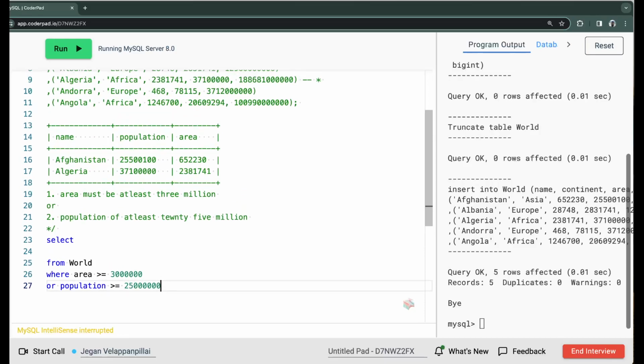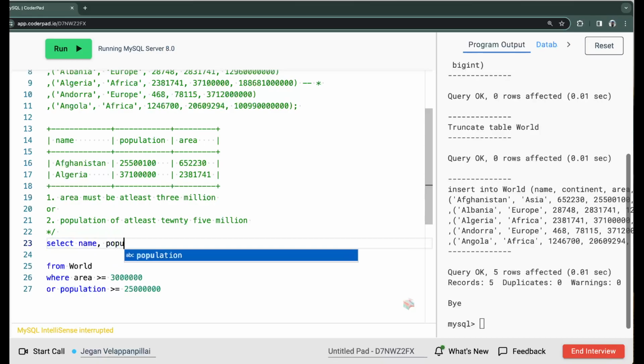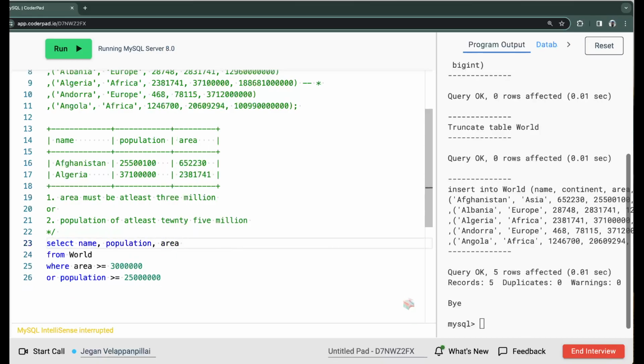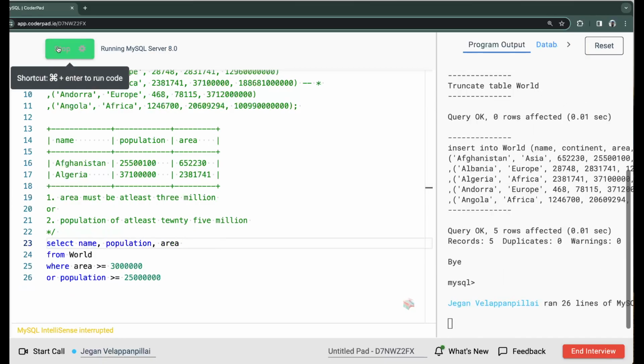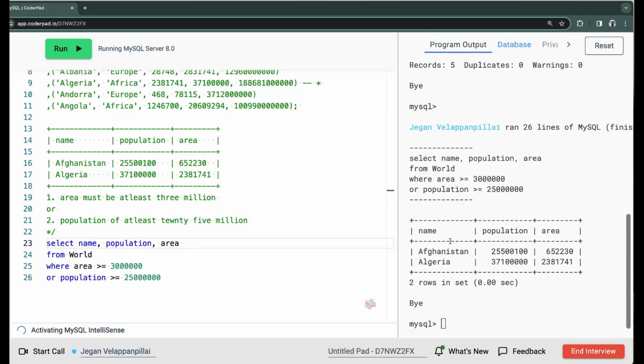So what are the columns they asked? They asked the name, population and area. Name, population, area, and you get the expected result, right?